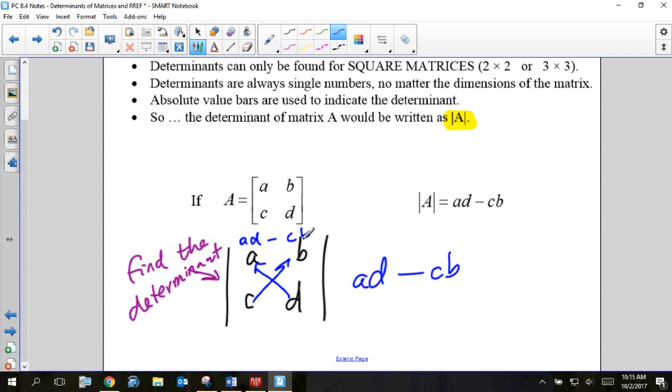Question? Why is it AD and not DA if the other one's CB and not DC? I guess because I put it in that order. I don't know. It doesn't really matter, right? If you multiply A times D or D times A, aren't they the same? Oh yeah, that's true. Okay. I don't know why. That's just the order I wrote it in. So DA minus CB. Is that better if I say DA? Yeah. Okay.